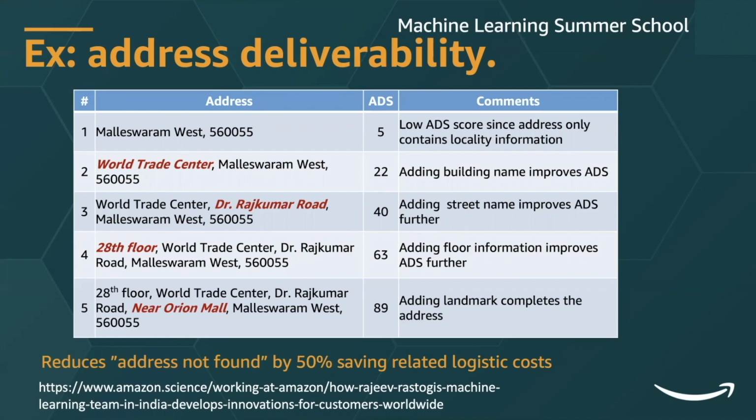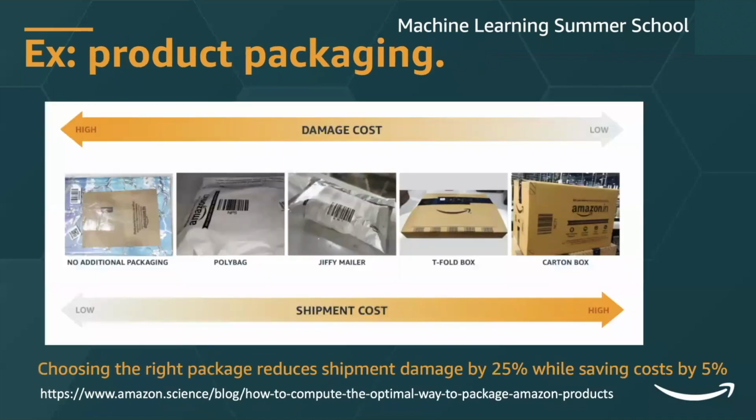second column. As you improve the address by adding more details, like the building name, the road, the street where this building is, the floor, the building that it has to be delivered to, a landmark, the score keeps improving. And this helped reduce the number of address not found problems at the time of delivery by almost 50%, significantly saving logistic costs.